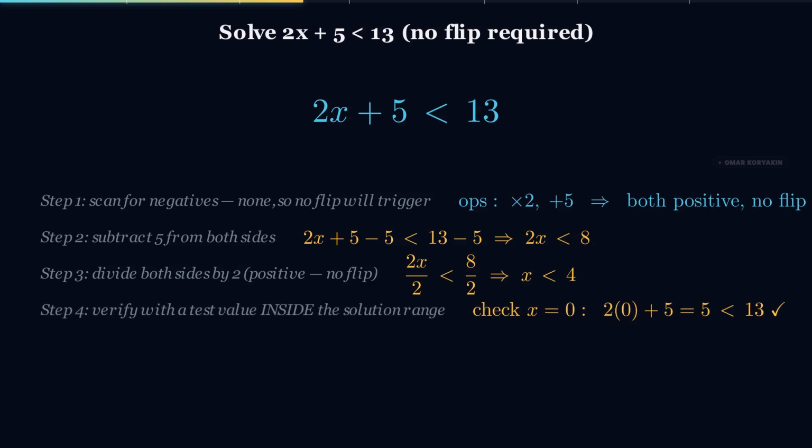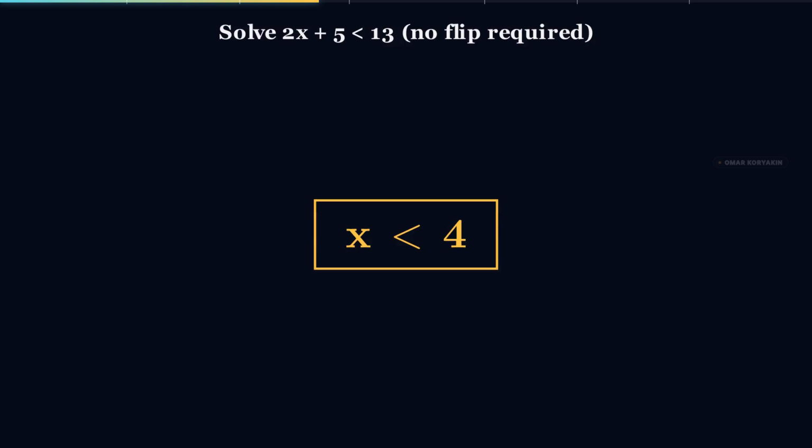Step 4. Verify with a test value. Pick any value in the proposed solution range x less than 4, like x equals 0. Plug into the original inequality. 2 times 0 plus 5 equals 5, which is indeed less than 13. The original inequality holds at the test value, so the solution range is verified. So the solution is x less than 4.